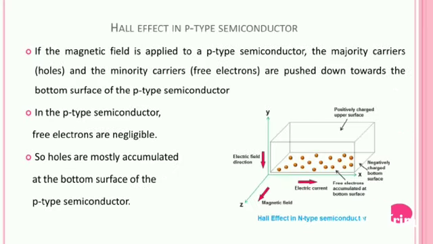Now, we'll move on to the Hall effect in a p-type semiconductor. If a magnetic field is applied to a p-type semiconductor, the majority carriers, that is holes, and minority carriers, that is free electrons, are pushed down towards the bottom surface of the p-type semiconductor. In a p-type semiconductor, free electrons are negligible. So, holes are mostly accumulated at the bottom surface of the p-type semiconductor.